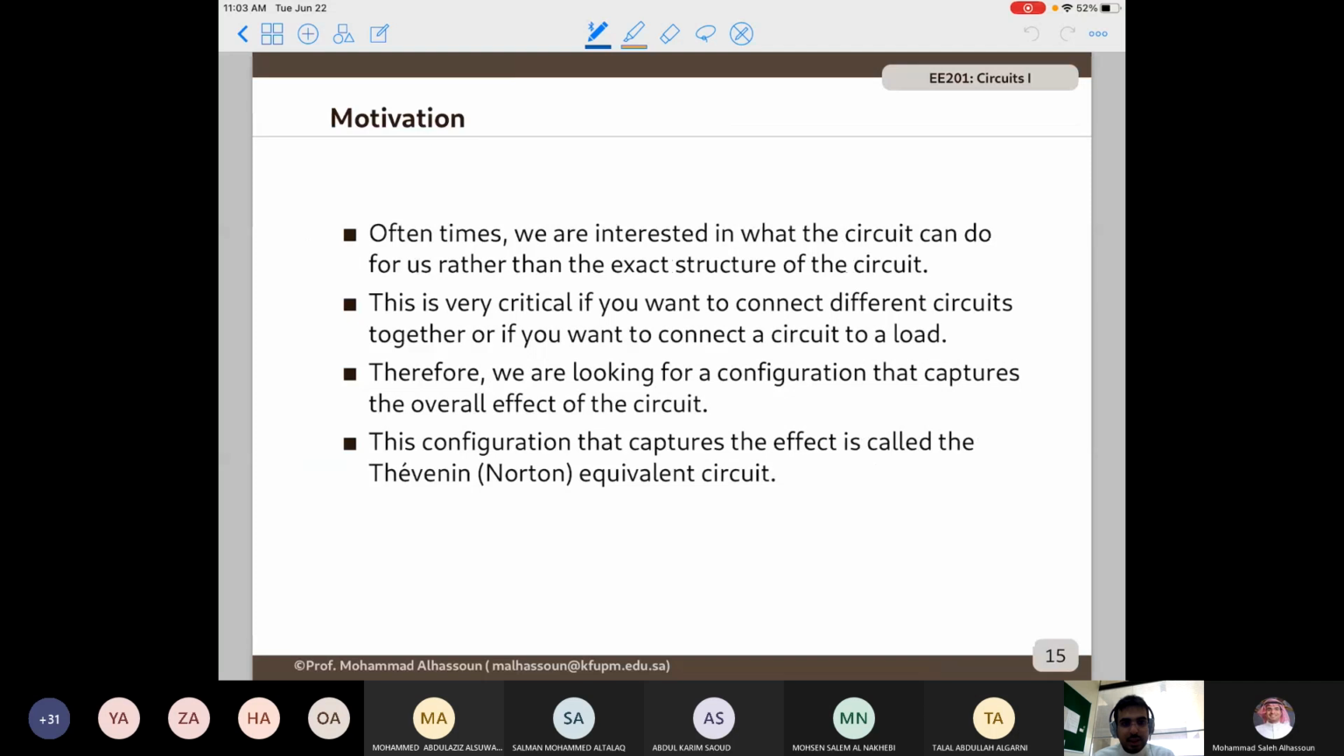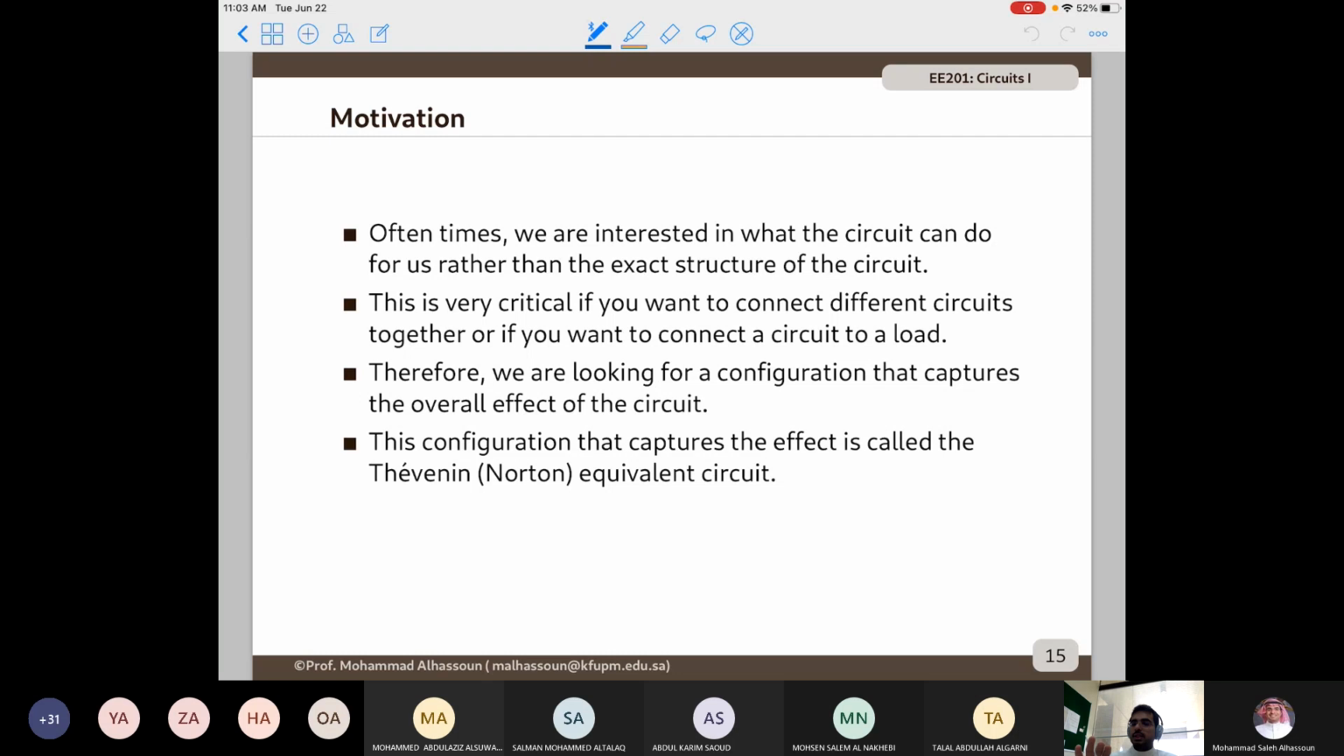So what we want to do is find a way to represent a very complicated circuit using a simplified version. This simplified version, a voltage or current source and a resistor, is going to give you enough representation that you need for specific applications. Therefore, this is very useful if you want to connect cascade circuits.